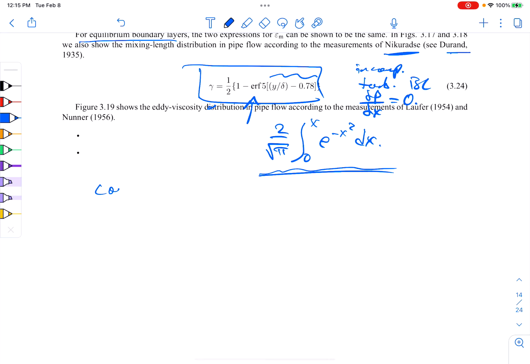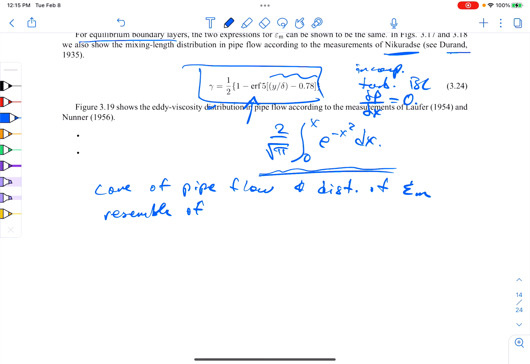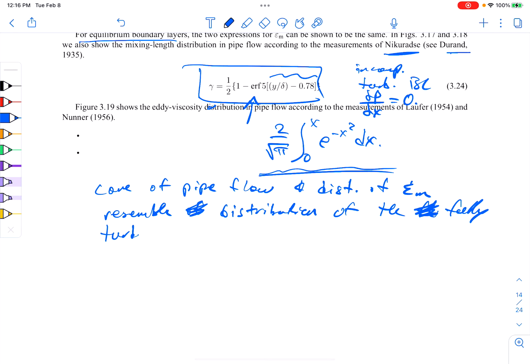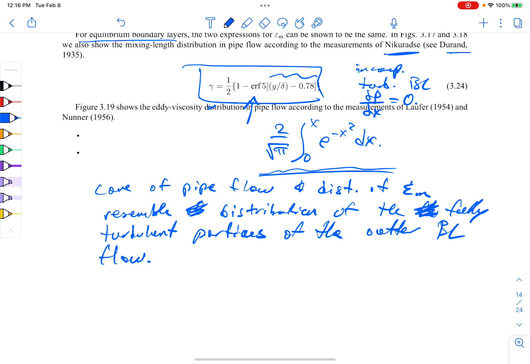and the distribution of the eddy viscosity, epsilon m, will resemble the distribution of the fully turbulent portions of the outer boundary layer flow. So that's one point I wanted to make.